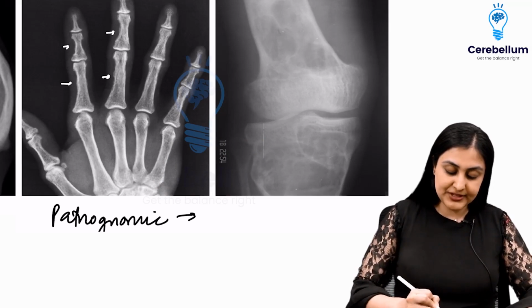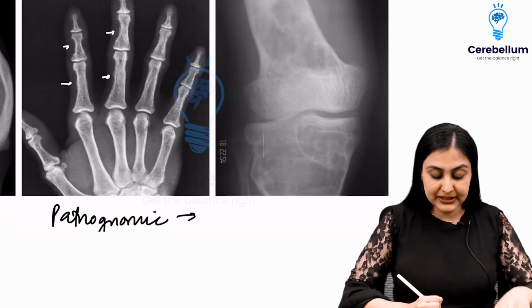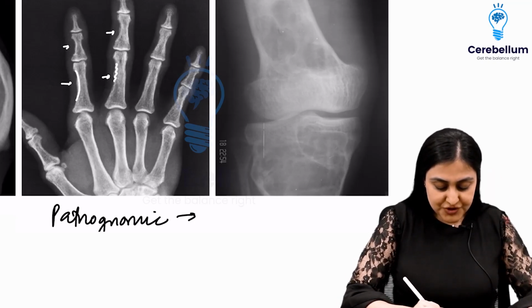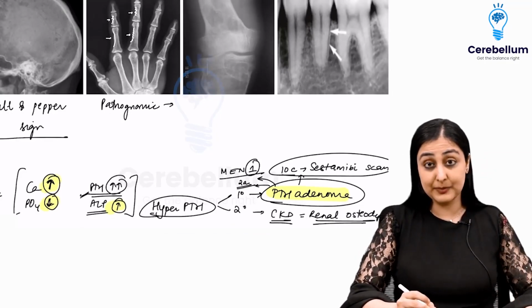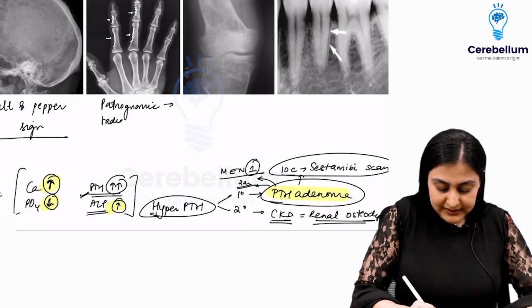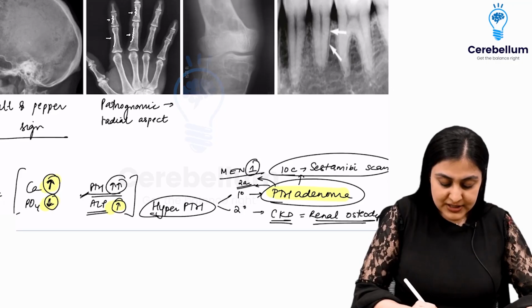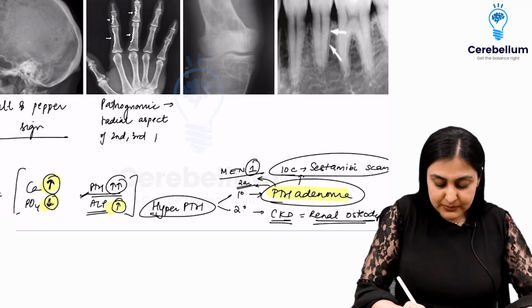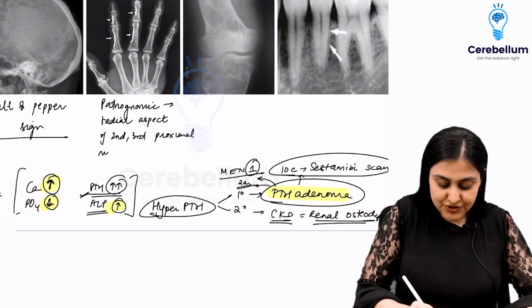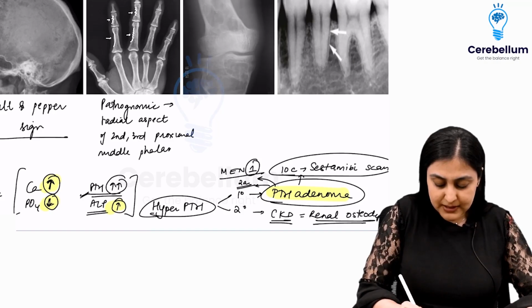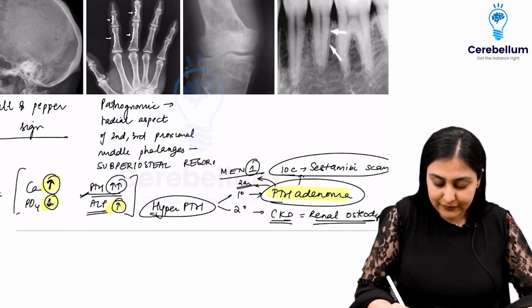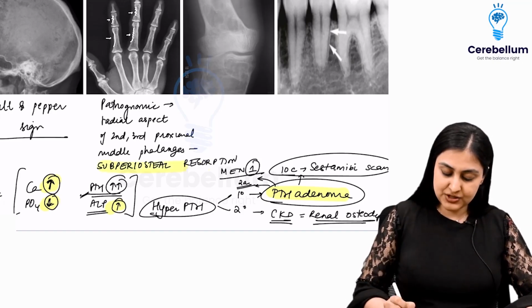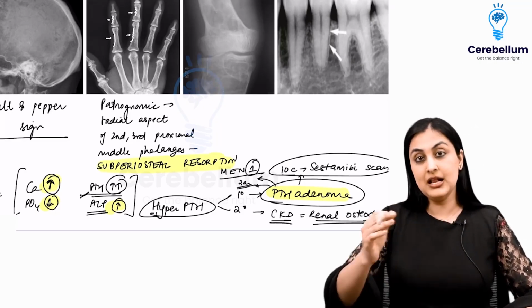The pathognomonic feature, remember, of primary hyperparathyroidism is the fact that you have some periosteal resorption. So here you can see how in the second and third proximal and the middle phalanges, we are having this sort of a destruction on the radial side. So this is a very, very specific feature that we see in hyperparathyroidism, wherein the radial aspect of which digits? Of second and third proximal as well as middle phalanges show you this irregular subperiosteal resorption. Okay, so this is something that is the pathognomonic finding here.